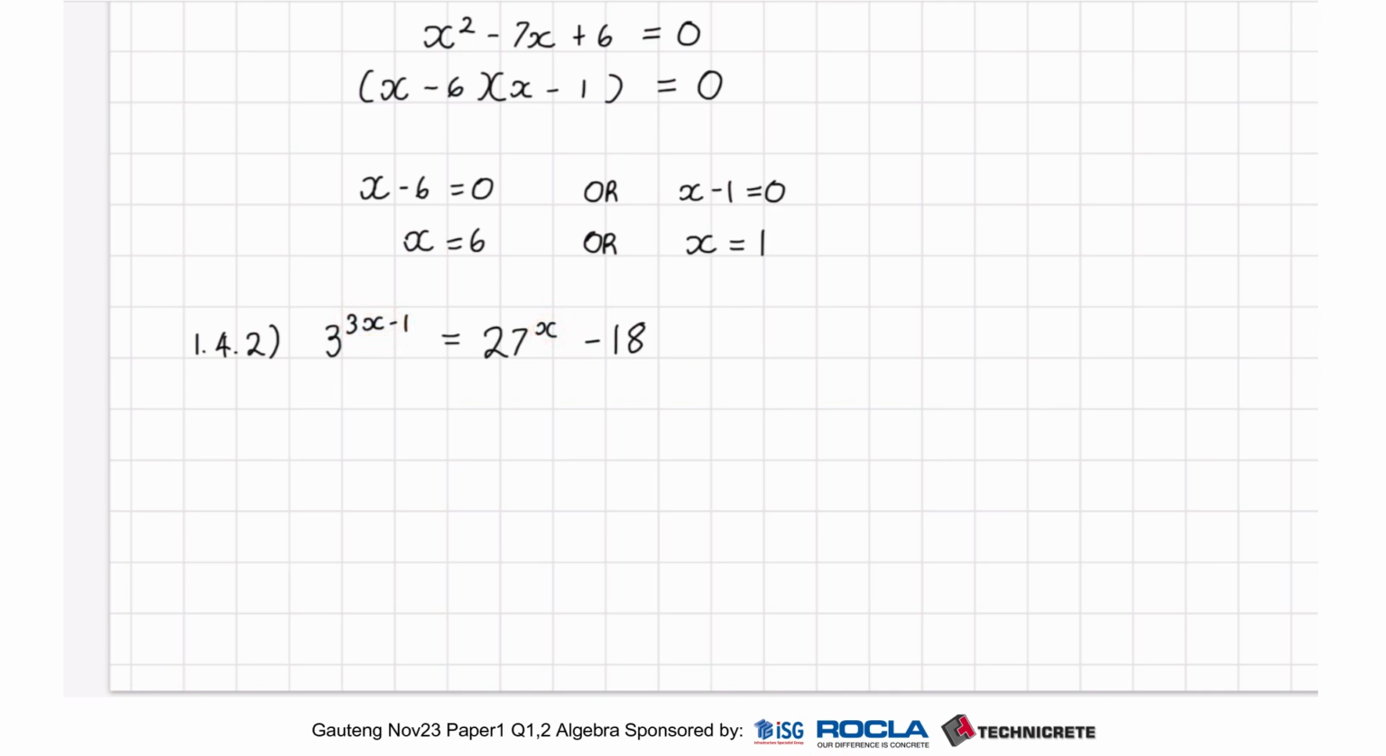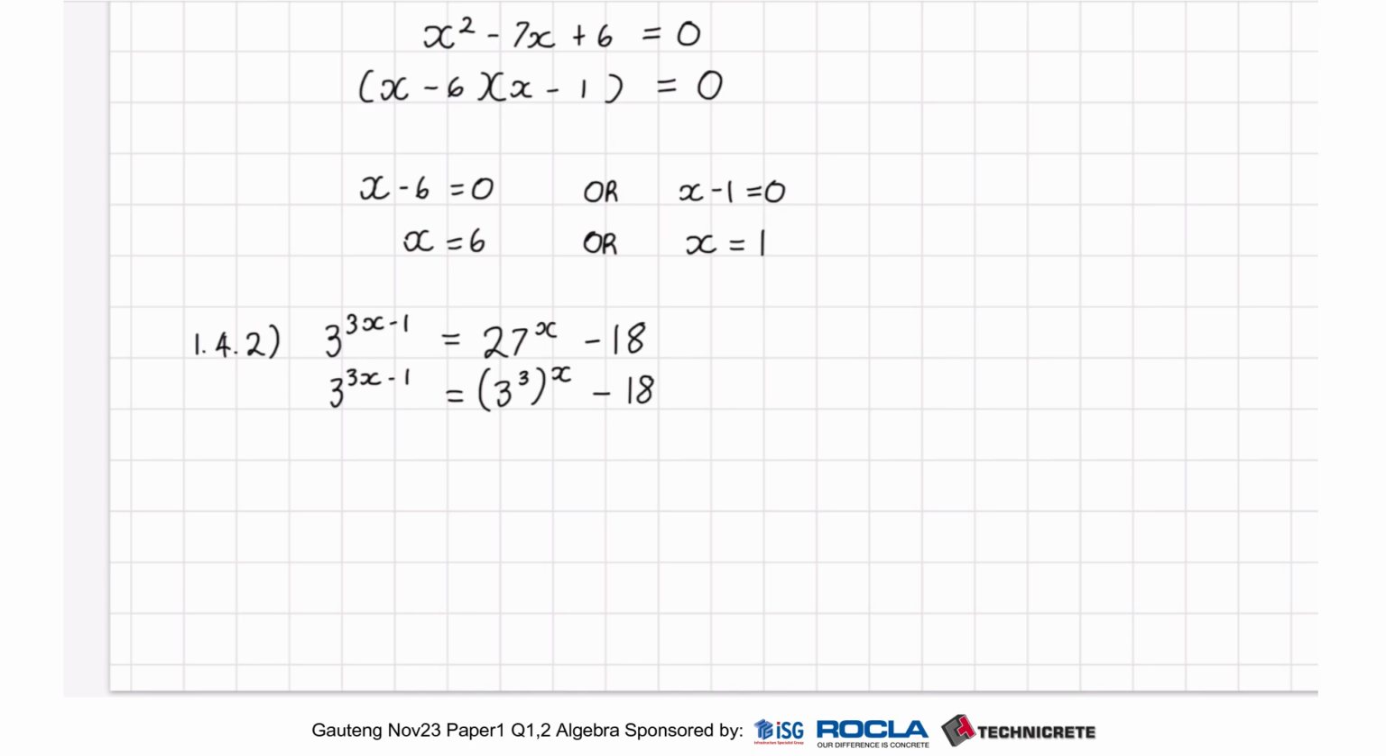So I want this base 27 to be the same base as the base 3. And so instead of writing 27, I'm going to write 3 cubed. And I don't have to change the 18 because 18 doesn't have x involved or any exponents that I have to worry about.